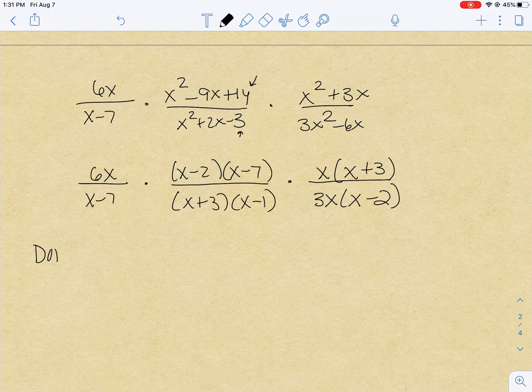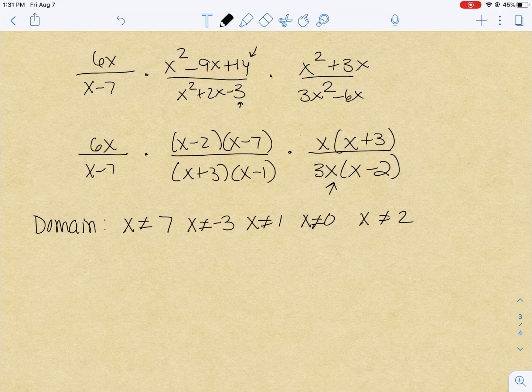So let's check out that domain. What will be all of our excluded values? So we know x can't equal 7. It cannot equal -3. It cannot equal 1. This guy here is just by itself, so it can't equal 0. There's nothing added or subtracted to that one. And then the last one, it cannot equal 2. So there's a lot of limitations on our domain here.